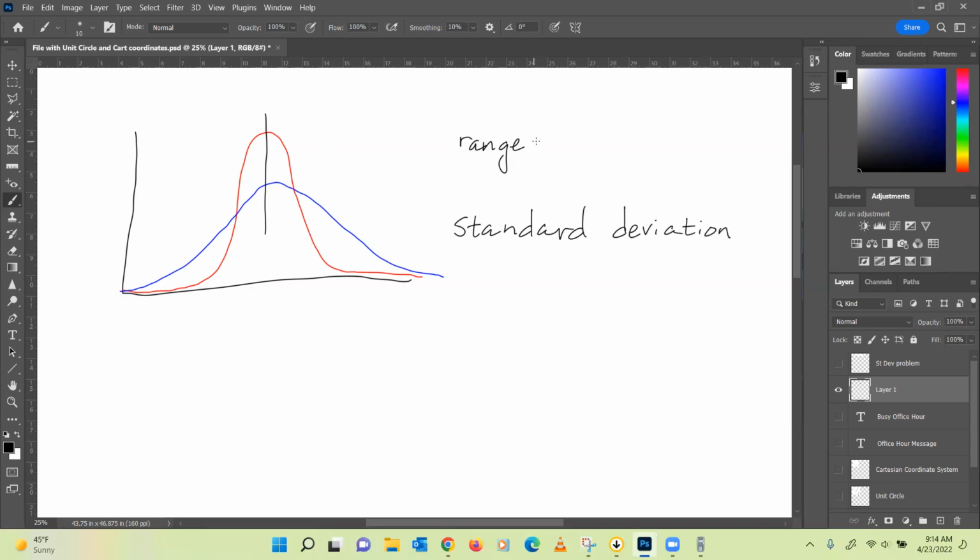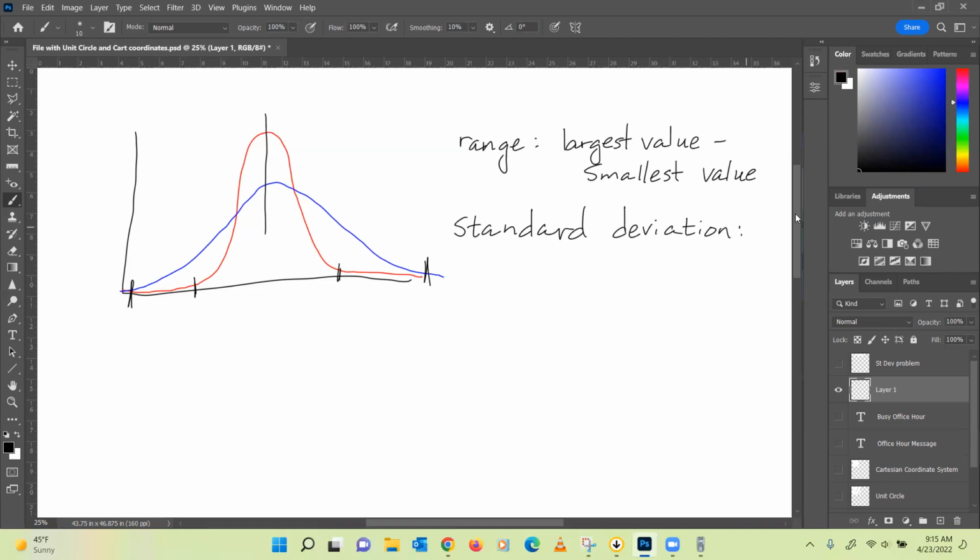So range is specifically how wide are the data. So we take the largest number and we subtract from that the smallest value. That's it. What is the difference between the largest and the smallest data point? So with the red graph, maybe there to there would be the range, and the blue graph maybe there to there. We can see the range on the blue graph is much larger, so the data are definitely spread out a bit more.